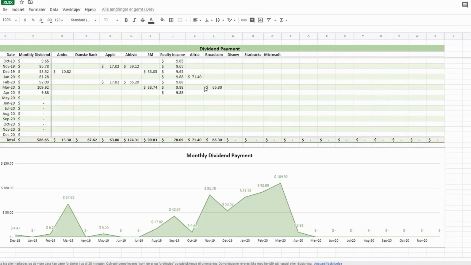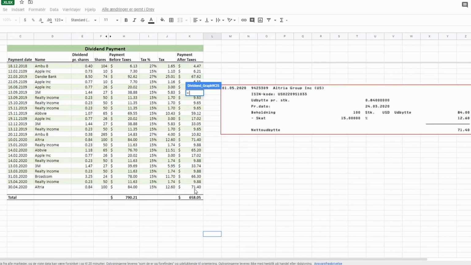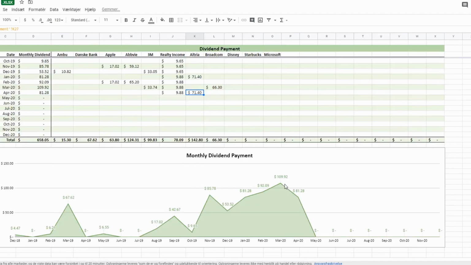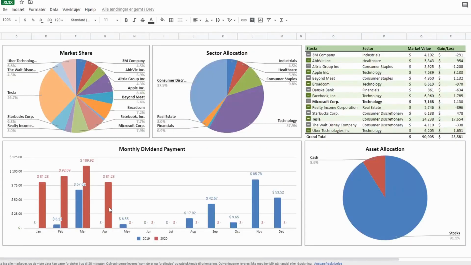So that's how I plugged it in here, and then I will go into the dividend graph page. I also updated that: I simply stand on this cell, type equals, go to the dividend payment, choose the last one and press enter. Then my graph at the bottom is updated, and if we go to the overview page, we can see that it's also updated. So the dividend I received for the month of April in total is $81.